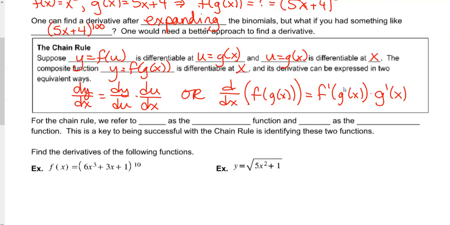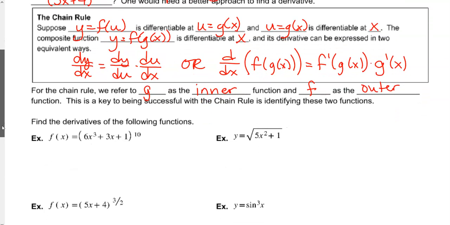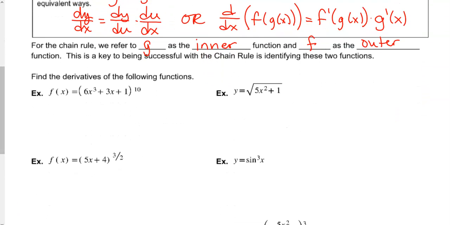Now, we're going to do this by example. It's hard to work in these terms. But before we do that, we are going to refer to the g function as the inner function, like I just alluded to, and our f function as the outer function. Inner, outer. So what we have to do is take the derivative of the outer function in terms of the inner function and then do the derivative of the inside piece.